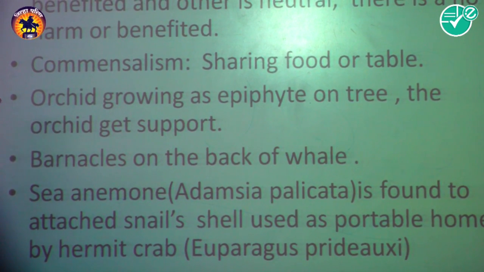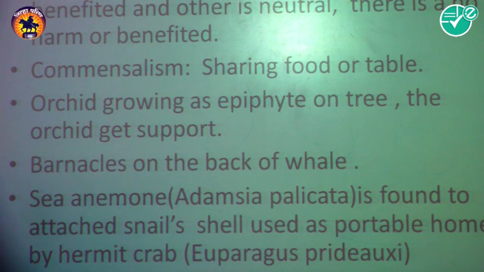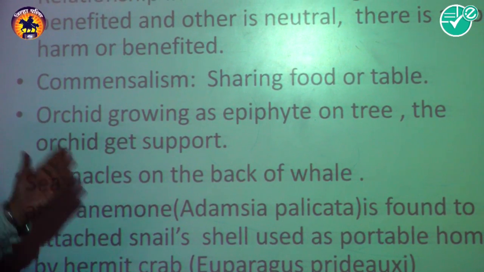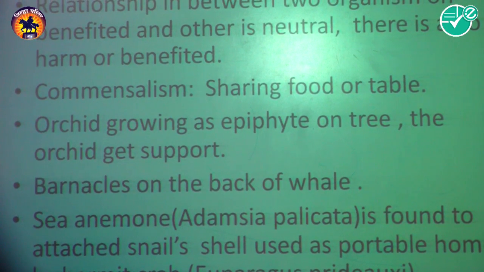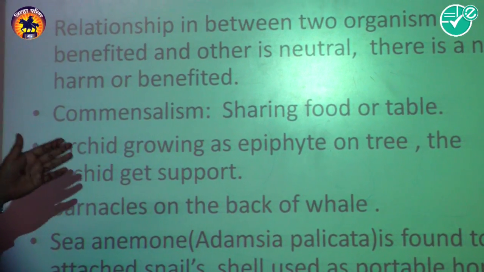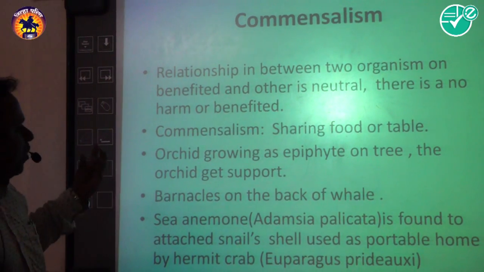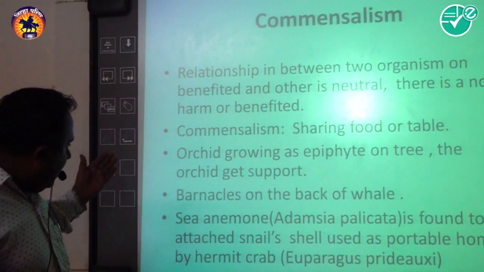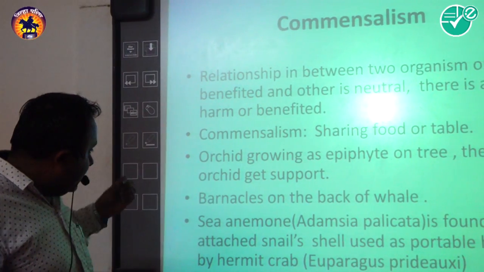इसकी एग्जाम्पल है ऑर्चिड ग्रोइंग एज अ एपिफाइट ऑन द ट्री एंड द ऑर्चिड गेट सपोर्ट. ये बड़े दरख्तों पर अपनी ज़िंदगी गुजारेगा और वहाँ रहकर उससे सपोर्ट हासिल करेगा. Another example is barnacles on the back of the whale.